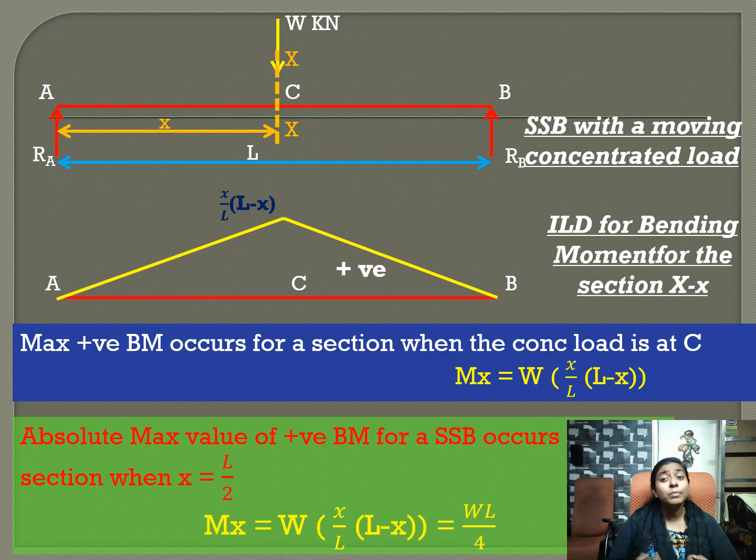That is the maximum ordinate. The maximum ordinate in the influence line diagram for bending moment is obtained when x is equal to L by 2 for a simply supported beam. That means the absolute maximum value is obtained by substituting x equal to L by 2, and we get the absolute maximum value equal to W L by 4.